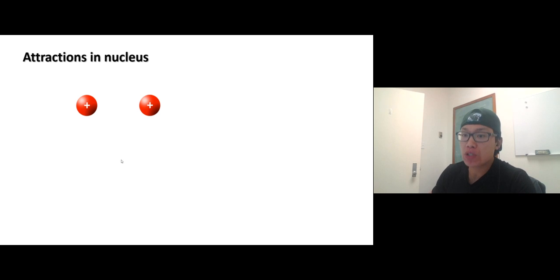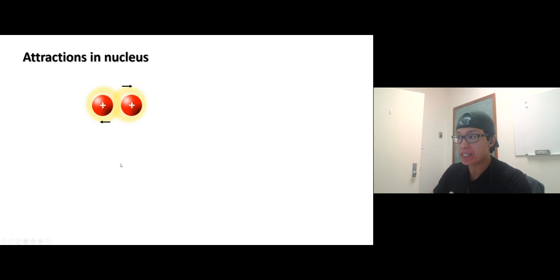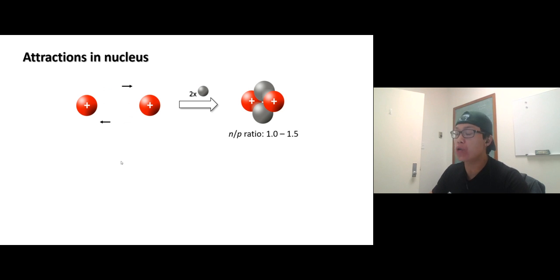Now, we have seen that protons and neutrons are packed tightly in the nucleus, right? In the tight packing, the repulsion of protons breaks the nucleus apart, but neutrons act like glue to keep everyone together in the nucleus. Okay, and there's a certain ratio between neutrons and protons.